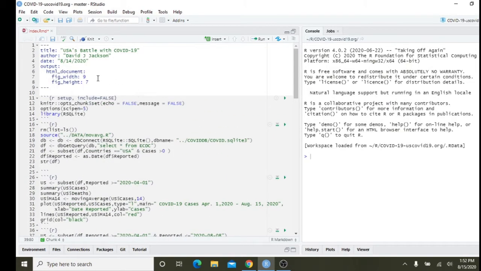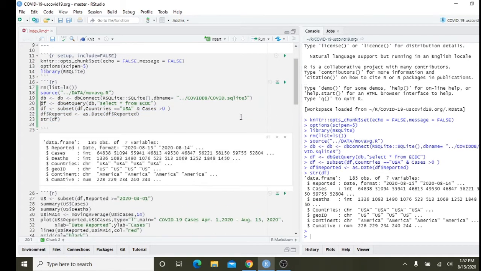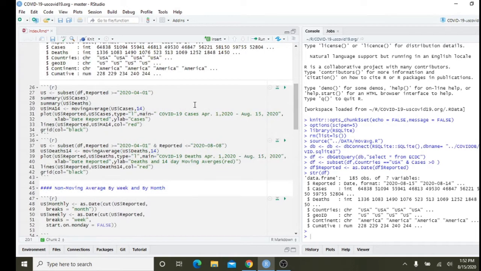Okay. As you can see, the only library being called is the RSQLite library. And here's where we're actually doing the database connection. And then we pull out the USA data, and then we fix the date and move on. So let's just go ahead and run this. Check to make sure we got some data here. We do.